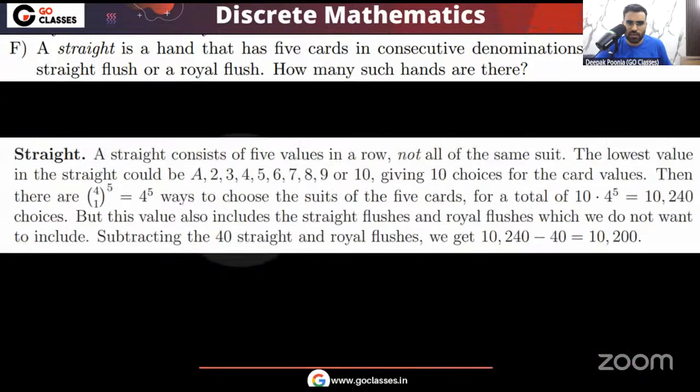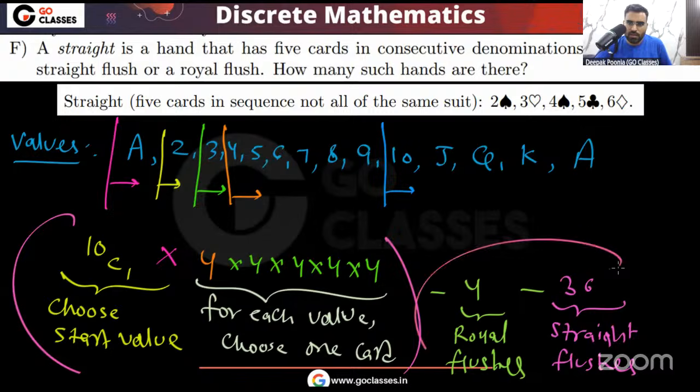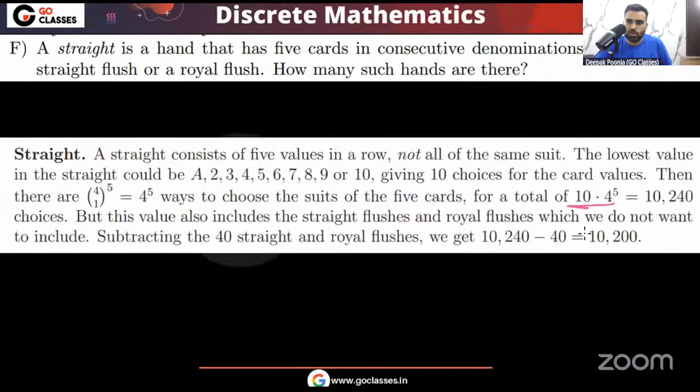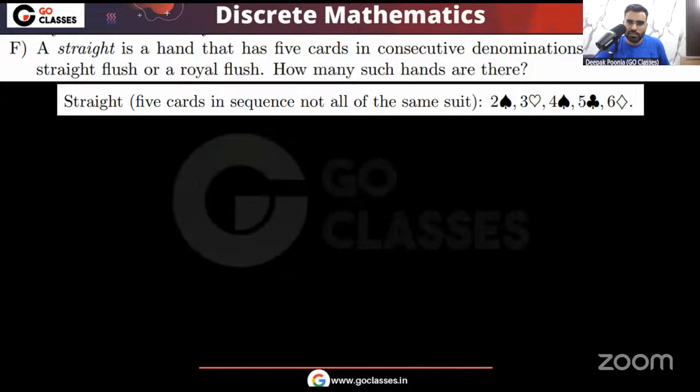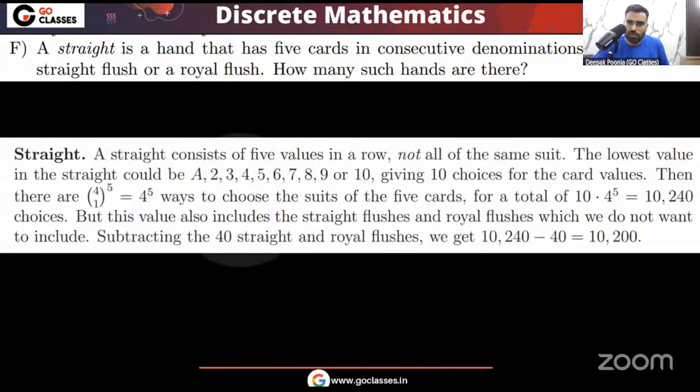If you calculate this value, what are you going to get? You can see 10 into 4 power 5, that we have already seen. 10 into 4 power 5 minus 40, total 40. So you can see minus 40. So the final answer will be 10,200. Let me just write it here: this final value will be 10,200. This is the final answer.